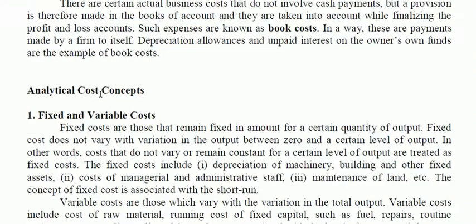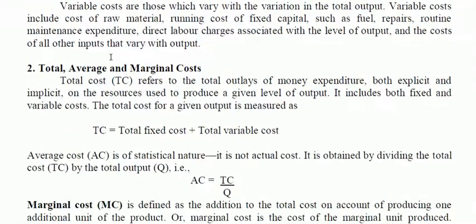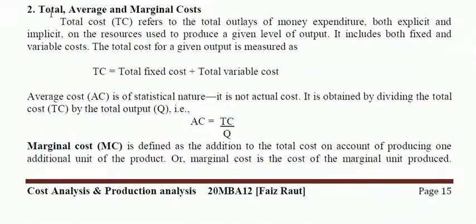You can go through this, and then analytical cost: fixed cost which will remain fixed, variable cost which will vary as per the product which you are buying or producing, and then the total cost is the total of variable and fixed cost. And average cost, you'll be determining that by total cost divided by the number of outputs or the number of products. Then the marginal cost is the difference between the two total costs.